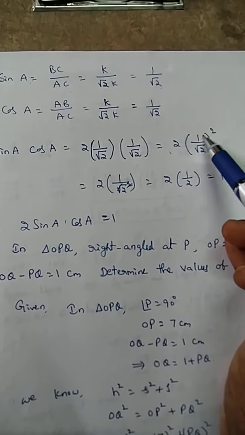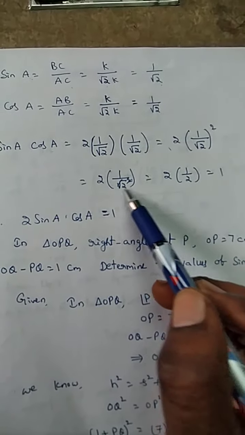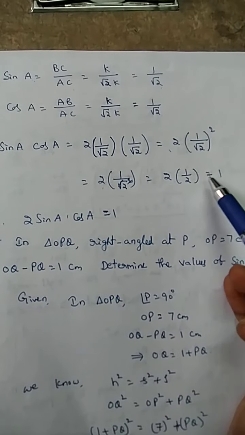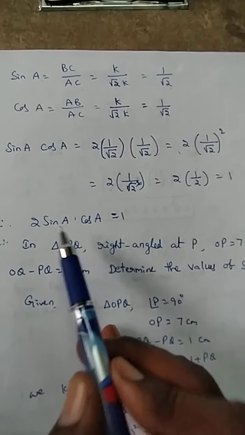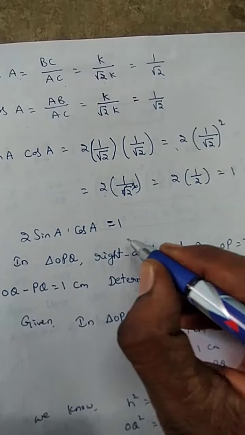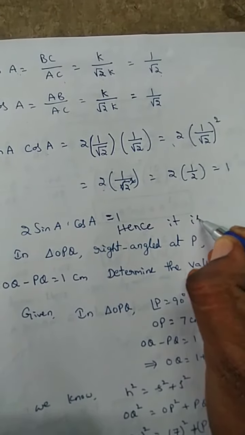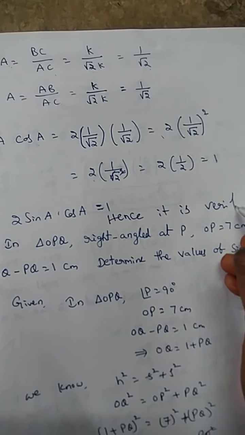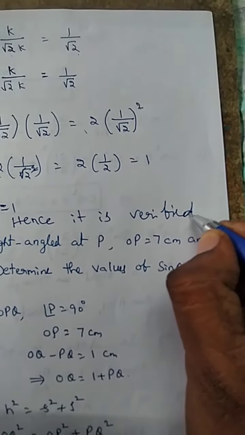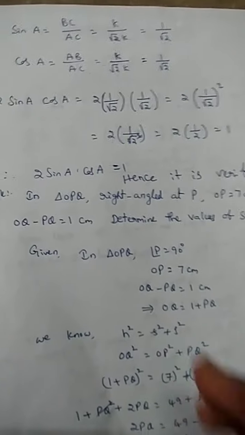The square applies to both numerator and denominator here. 1 square is 1. Root 2 square: the square and root cancel, and the balance is 2. So 2 into 1 by 2, the 2s cancel, and the result is only 1. Therefore 2 sin A cos A is equal to 1. Hence it is verified, because they asked us to verify it. So that is the way to solve this problem.